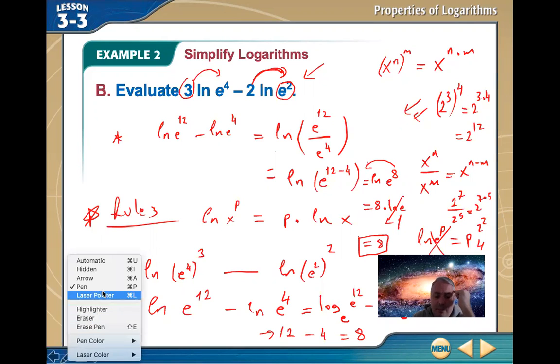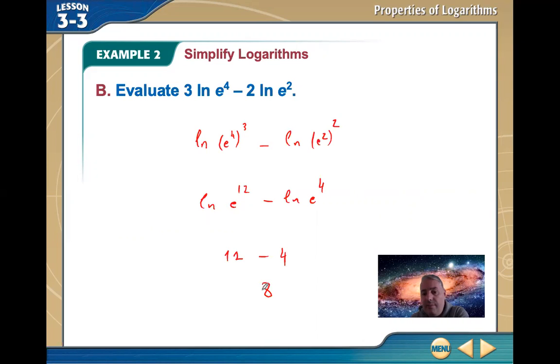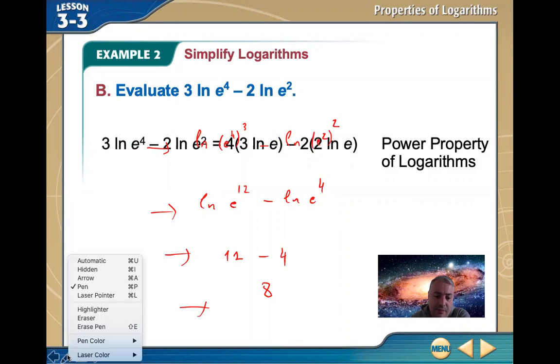So to sum up, the same question, how can I solve this? I can directly do ln e to the power of 4 to the power of 3 minus ln e to the power of 2 to the power of 2. Then ln e to the power of 12 minus ln e to the power of 4. Then this is 12 minus 4, and then this is 8. Anything to ask me for each step? Why, how? No, sir, it's clear. Come on, let's go to the other page of the slide.